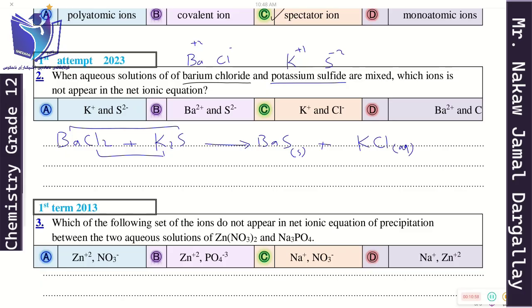Which ions do not appear? The requirement of the reaction is which ions do not appear in the net ionic equation. That means spectator ions. So we can find spectator ions from the aqueous products directly, but you have to change them to ions. So the spectator ions are K positive and Cl negative. So the correct answer is C.